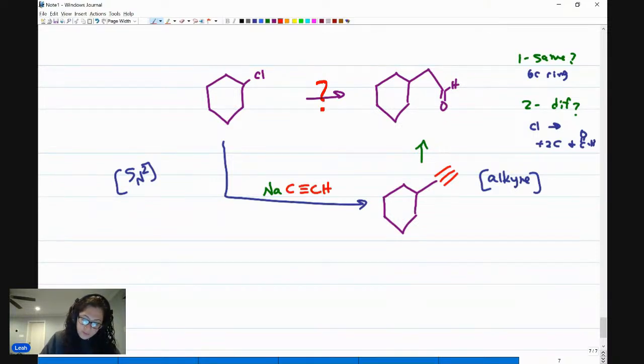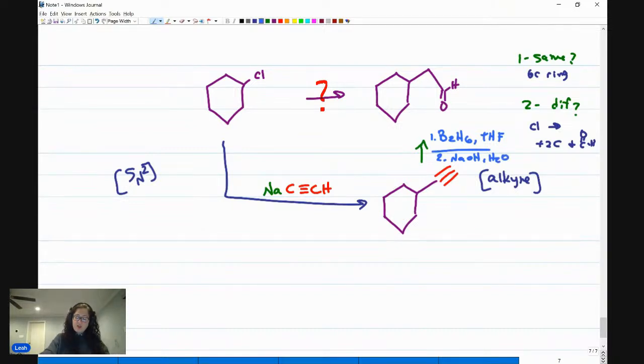Step 2, if I want the aldehyde, that is the same as doing an anti-Markovnikov hydration, except with an alkyne. So hydroboration for an alkyne, you're more likely to see B2H6 rather than BH3 in THF as step 1. Step 2, NaOH and H2O2.